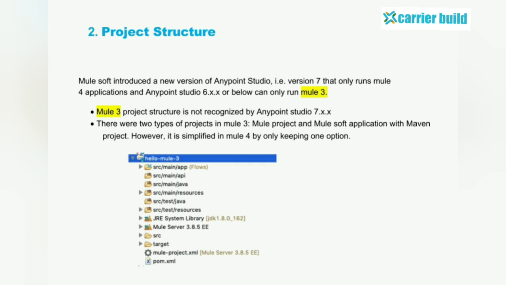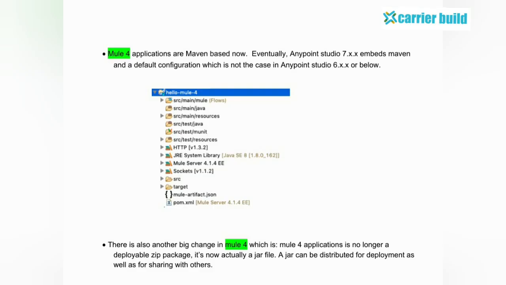Below is the example for your reference. Mule 4 applications are Maven based now. Eventually, Anypoint Studio 7.x embeds Maven and a default configuration, which is not the case in Anypoint Studio 6.x or below. Below is the reference for Mule 4.